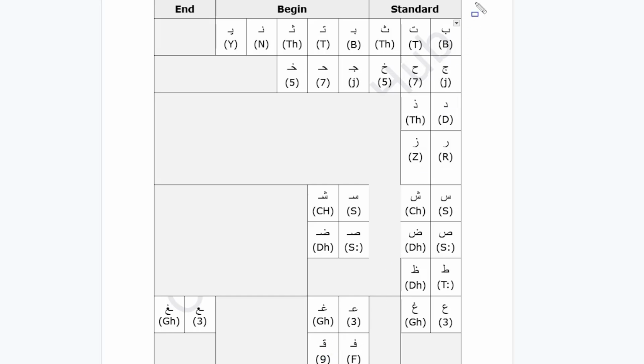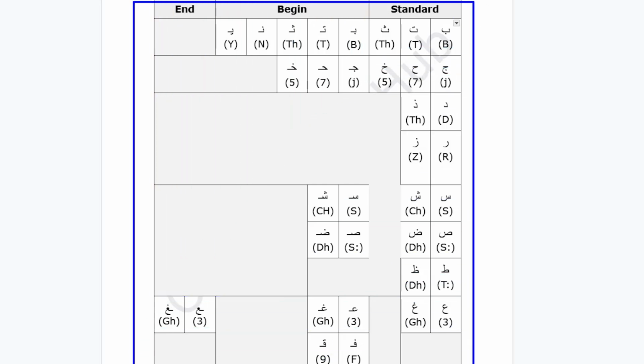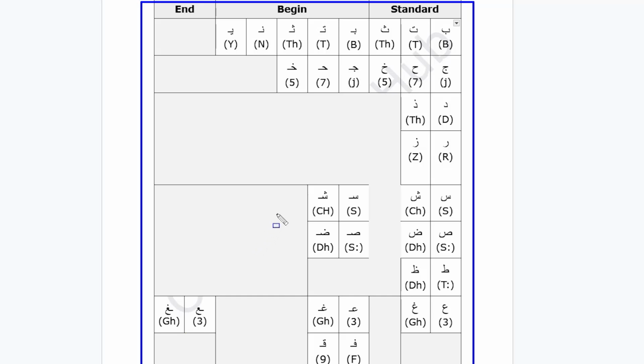Those are the letters that are similar in writing. You can download this appendix, and use it always in order not to have confusions between those letters.